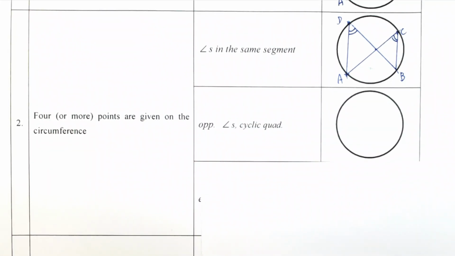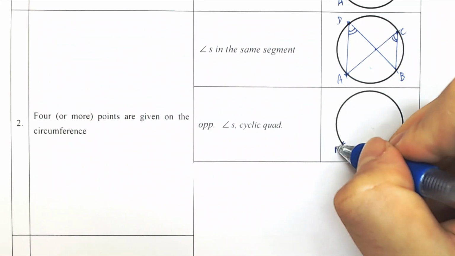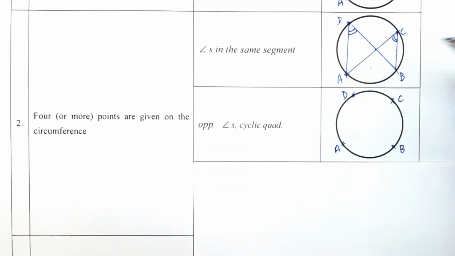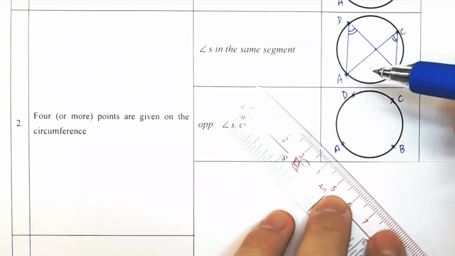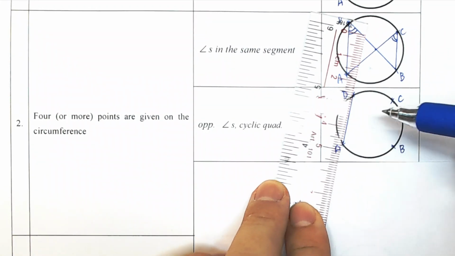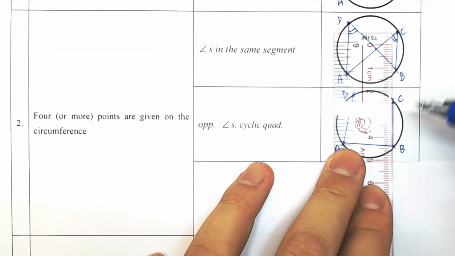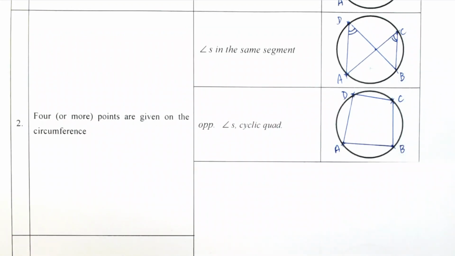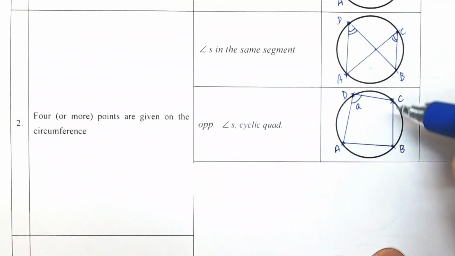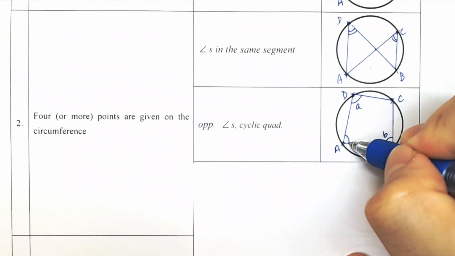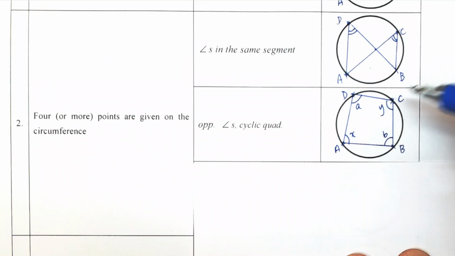Number 2, opposite angles cyclic quad. When you have 4 points and there is no intersection point of AC and BD given, but instead a quadrilateral ABCD is given, then you may think of the sum of A and C is 180 degrees, or the sum of X and Y is equal to 180 degrees.